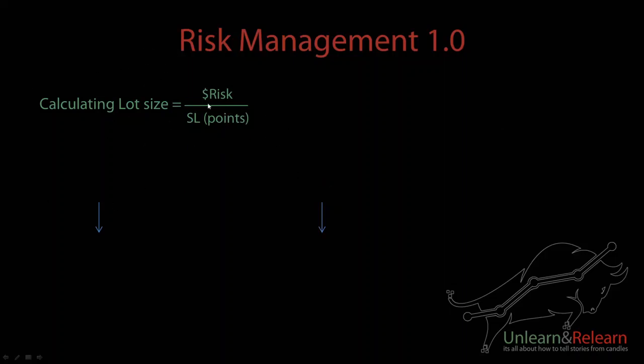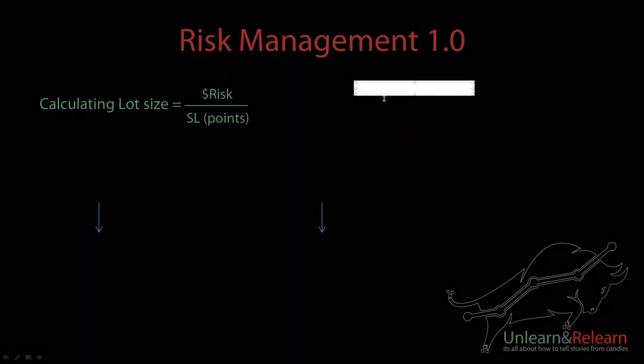Let's say you have dollar risk. Let's say someone has a $1,000 account and they say, I want to risk $50. When you calculate your stop loss, let's say it's 20 pips. You want to measure stop loss in points, so 20 pips is probably going to be 200 points. So 50 divided by 200 is around, I'd say, 5 by 20.